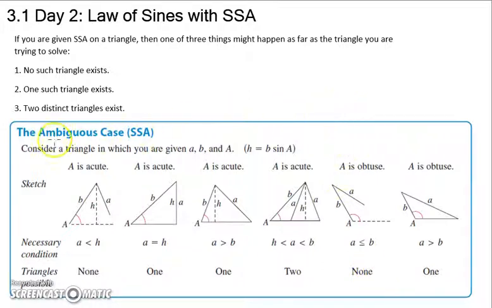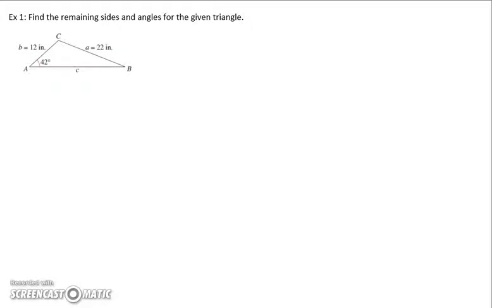Now, there's a lot of stuff on the page right now, but the good news is we don't really have to have that memorized if we're willing to put in a couple of extra seconds of work to figure out what's going on. So let's look at a couple of examples. Look at this first one here. Find the remaining sides and angles for the given triangle.